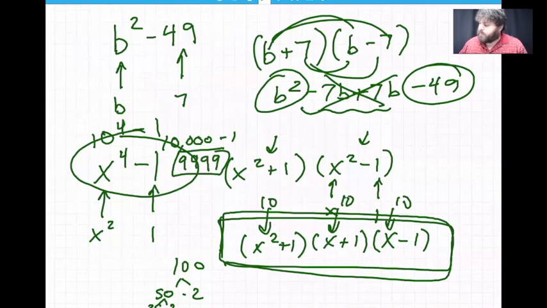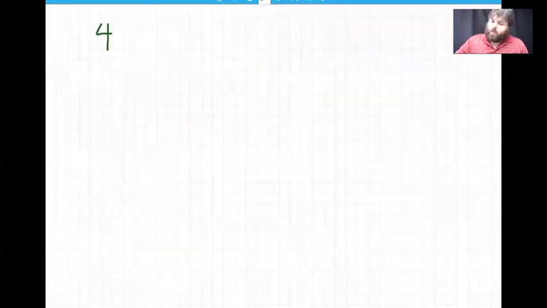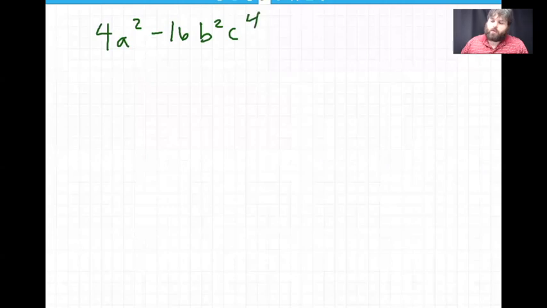Okay? All right, let's try a hard one here. 4a squared minus 16b squared c to the 4th. Now, what squares to be 4a squared? What times itself is 4a squared? It's kind of crazy, but it's 2a. 2a times 2a is 4a squared. Now, here's the crazy one.